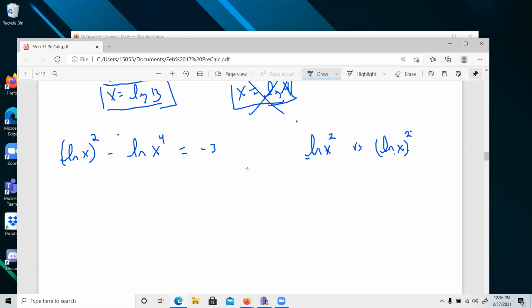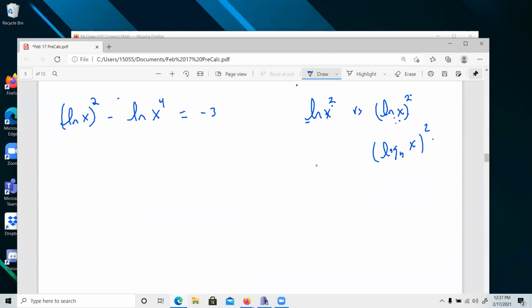Okay, so we can't pull this 2 down in front because here we can pull the 2 down, but this is a different format. We don't have a log base b of x, we don't have a rule for that. This one we have a rule for. We can pull the 2 down. But this one, can't do it. So we're just stuck with that. So that is (ln x) squared minus 4 ln x is equal to -3.